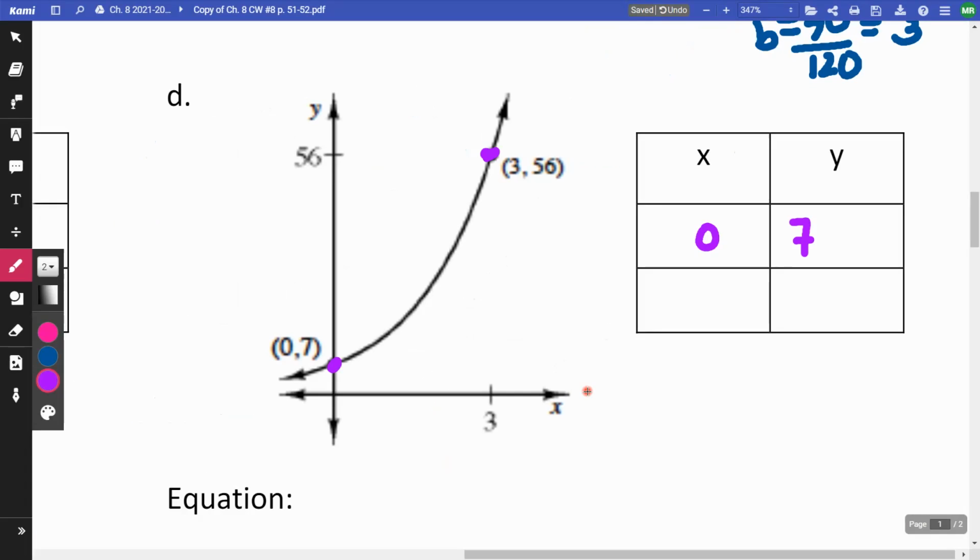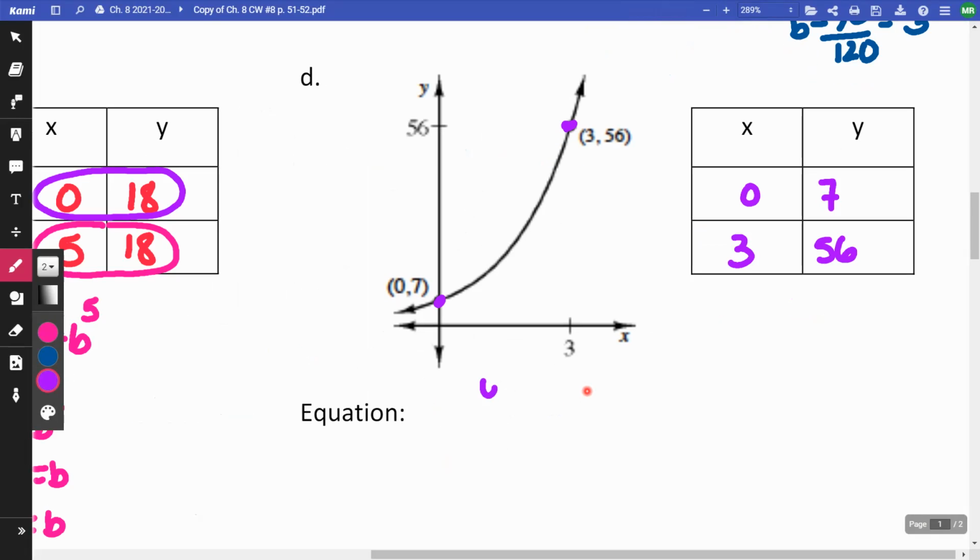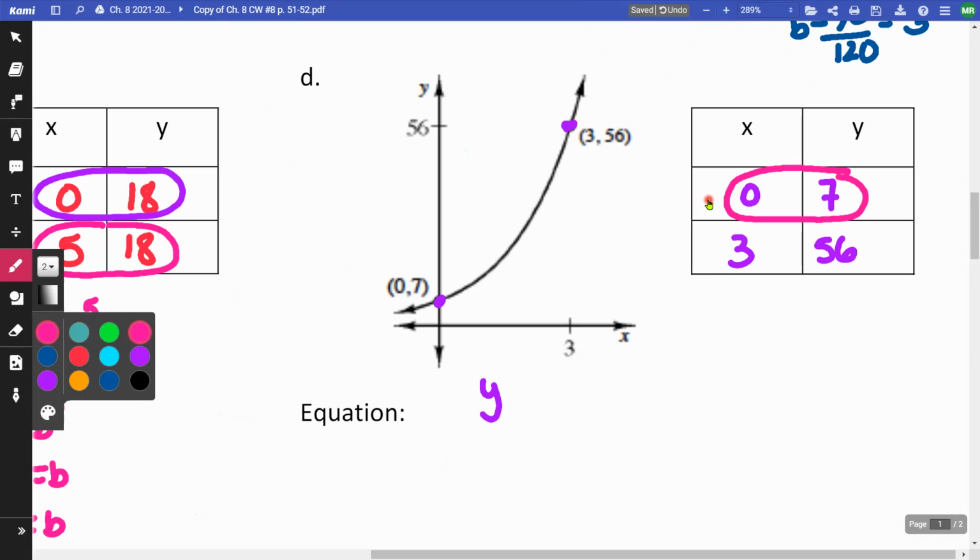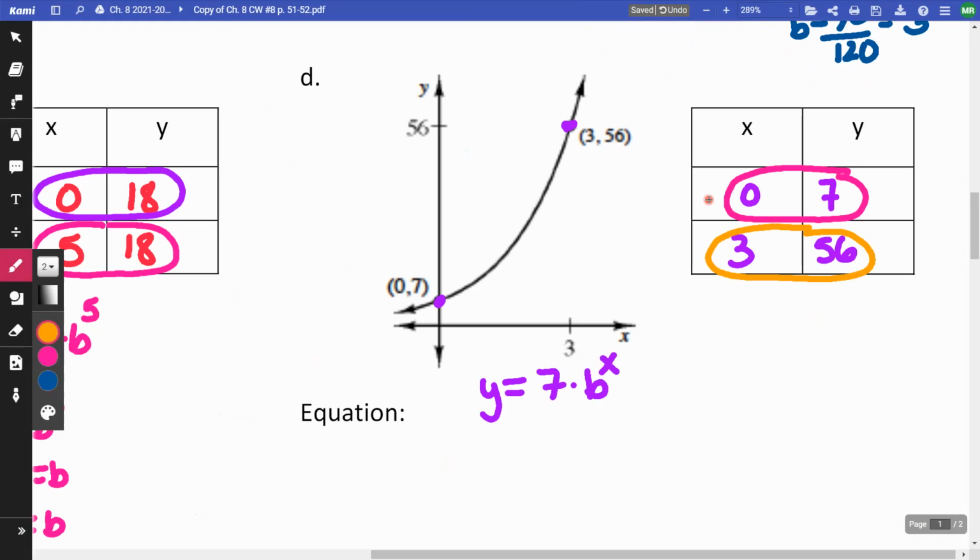And I have a point up here at (3, 56). So for this, I know it's going to be y is equal to, and I'm going to be using this as my a. That's my a, so 7 times b to the power x. I am going to be putting in this (3, 56) for my x and my y. So I'm going to have 56 is equal to 7 times b to the 3rd power.